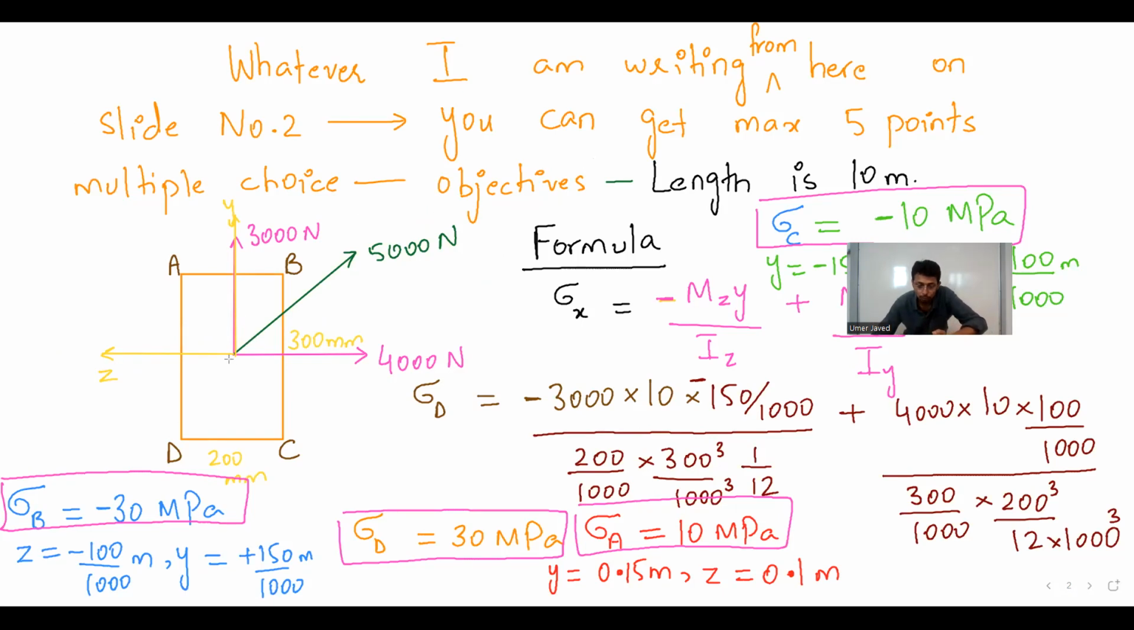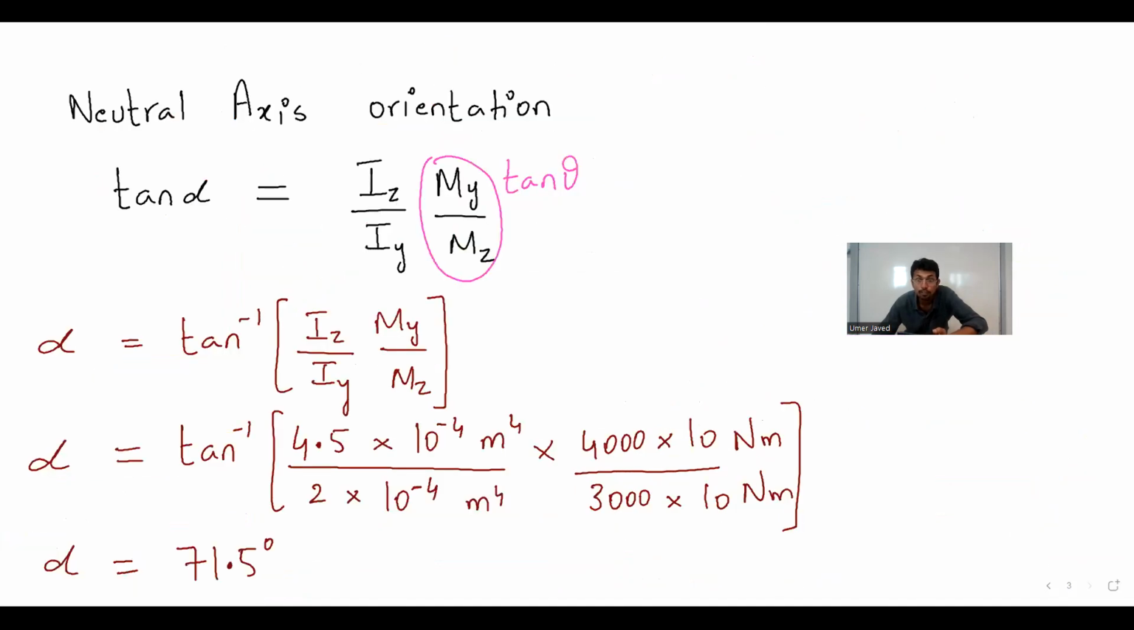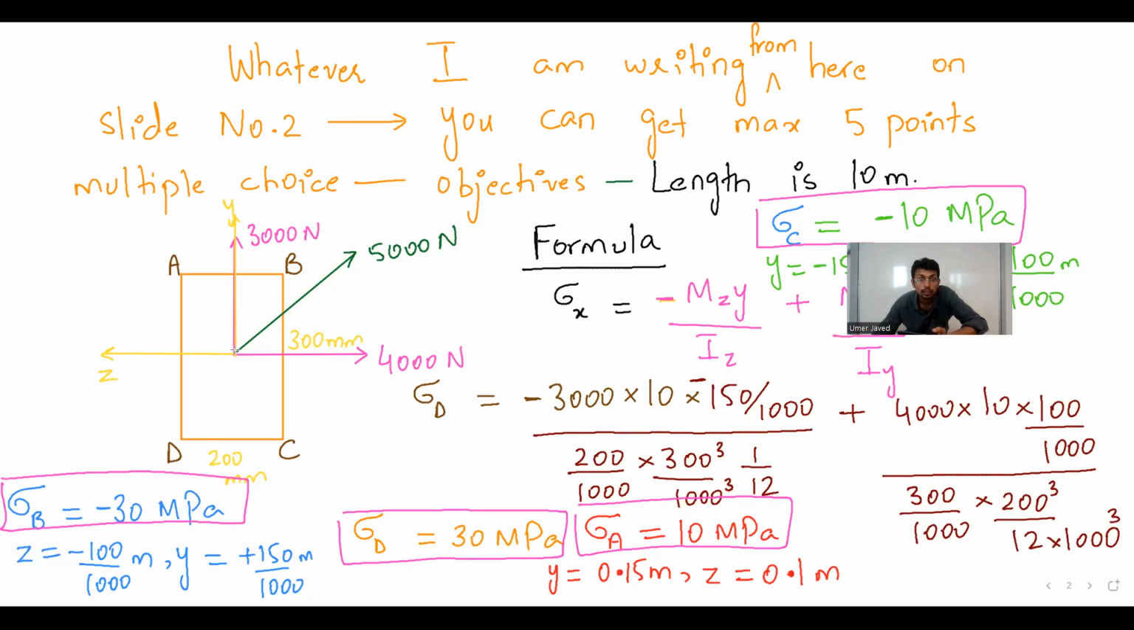You have to go from the positive z-axis. What was the angle? 71.5. So this will be around here, 71.5, correct? And this will be 71.5, correct? So let me make sure that I am drawing it correctly.